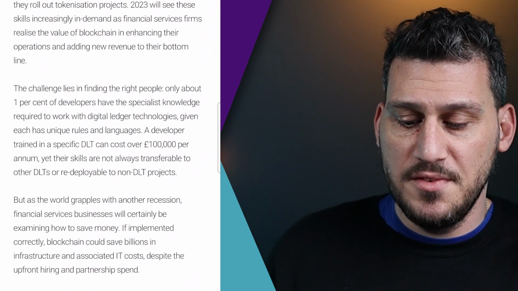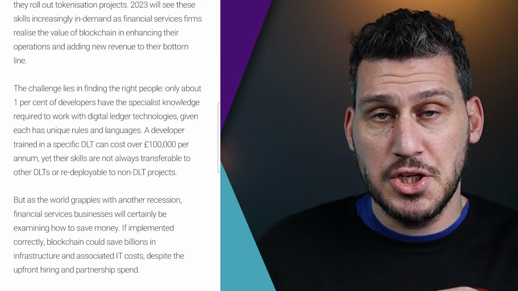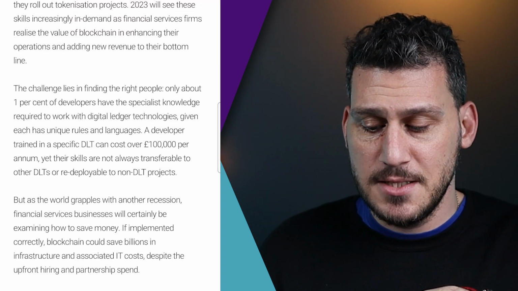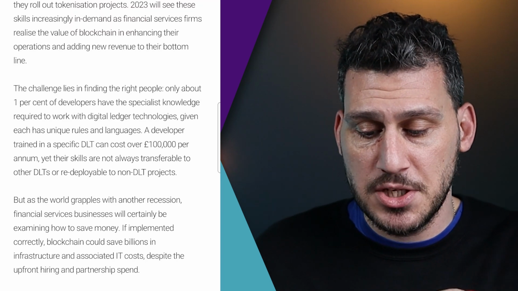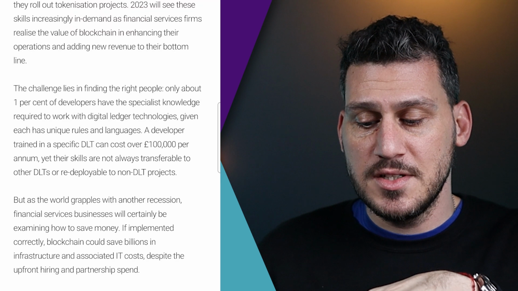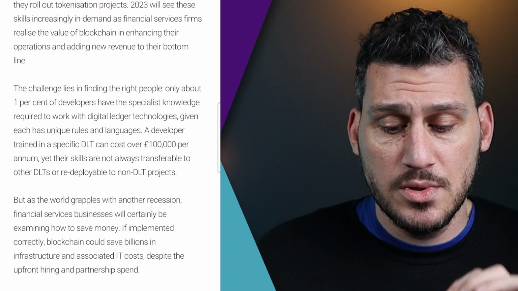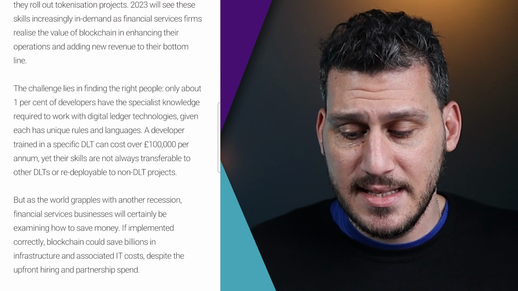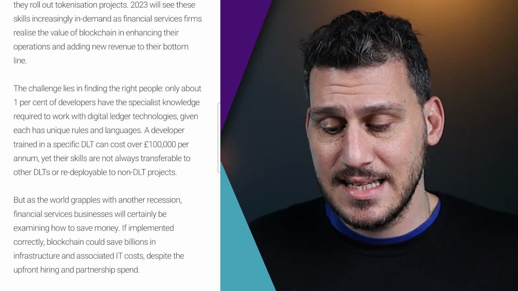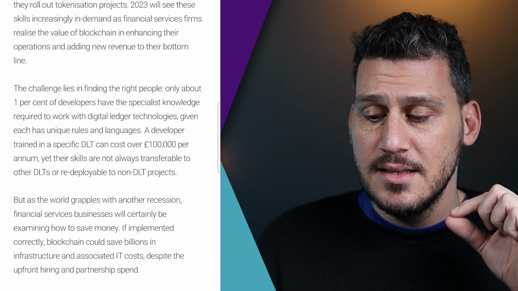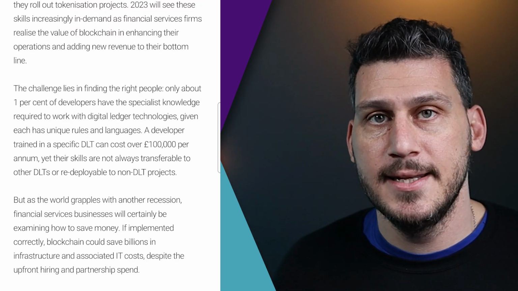He goes on to say, we've seen established firms like State Street, JP Morgan, and HSBC appoint heads of digital assets and distributed ledger technology specialists as they roll out tokenization projects. 2023 will see these skills increasingly in demand as financial service firms realize the value of blockchain in enhancing their operations and adding new revenue to their bottom line.